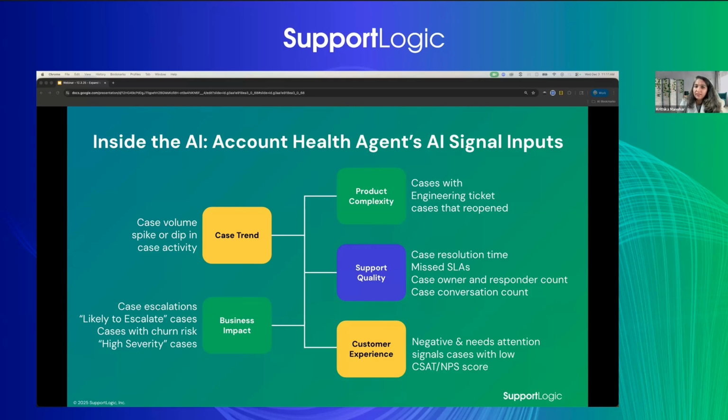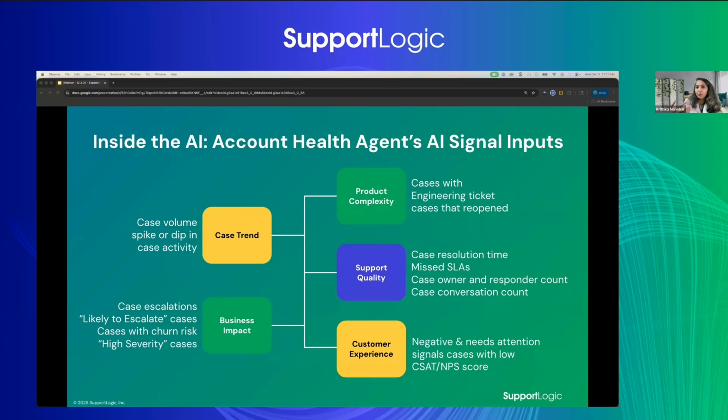The first one is the case trend. This is based on the volume of the case and also the activity in terms of how much spike or dip there is to the volume. And then the second category is the product complexity, where we look into what kind of cases we are dealing with. Are these mostly Q&A, or are these more cases which require an engineering issue to be fixed? And how complex are these issues?